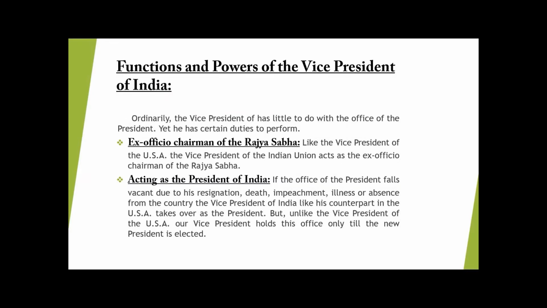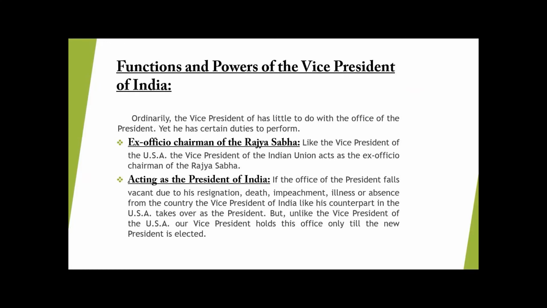Functions and powers of the Vice President of India. Ordinarily, the Vice President has little to do with the office of the President, yet he has certain duties to perform. Number 1. Ex officio Chairman of the Rajya Sabha. Like the Vice President of the USA, the Vice President of the Indian Union acts as the ex officio Chairman of the Rajya Sabha.